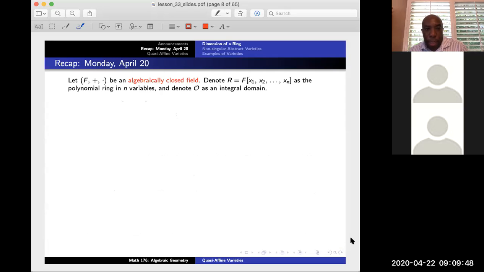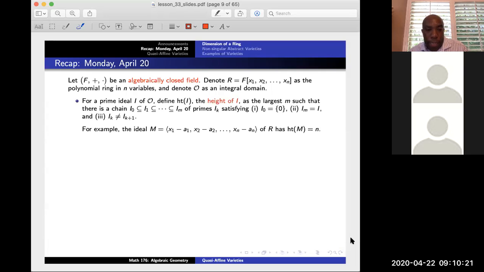So, our recap. In everything that we do today, let's define 3 things. Number 1, F will be an algebraically closed field. Unfortunately, a lot of what we're going to do here doesn't make any sense if it's not algebraically closed. Some of it does, but just to simplify a lot of the ideas, we'll assume that our F is algebraically closed. So think of F as like the complex numbers. We'll denote R as a polynomial ring in n variables, and we'll denote O as an integral domain. So think maybe like the integers.